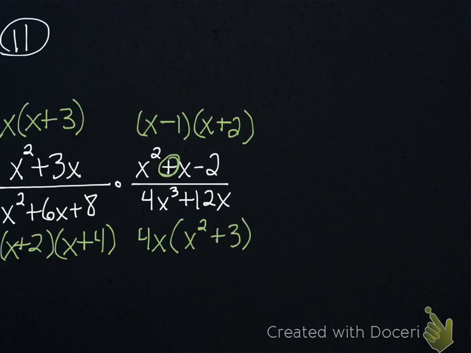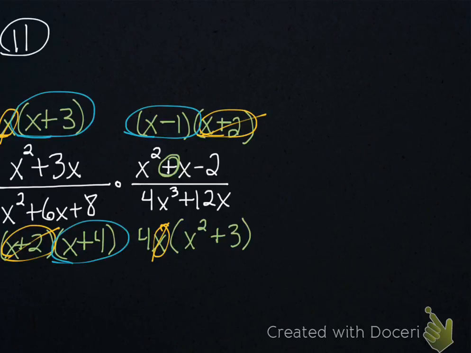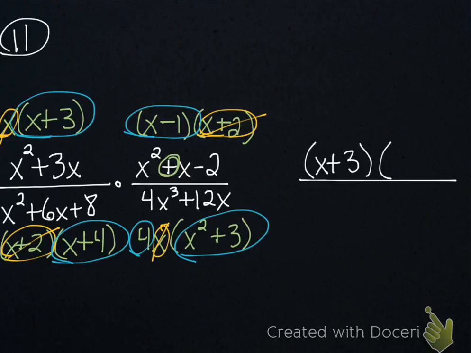Okay, so what's going to cancel? Well, let's see. We have an x plus 2 and an x plus 2. I have a plain x and a plain x. Anything else? Let's check. X plus 3, x minus 1, x plus 4, a 4, and an x squared plus 3. So no, everything's unique. So in the numerator, I have x plus 3 and x minus 1. In the denominator, I have 4 times x plus 4 times x squared plus 3.